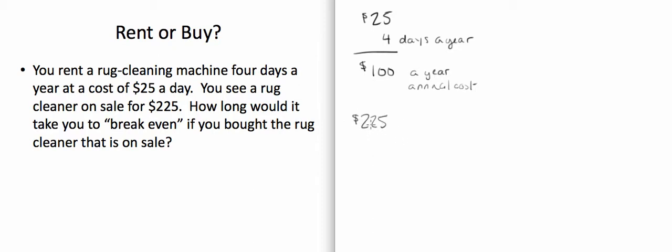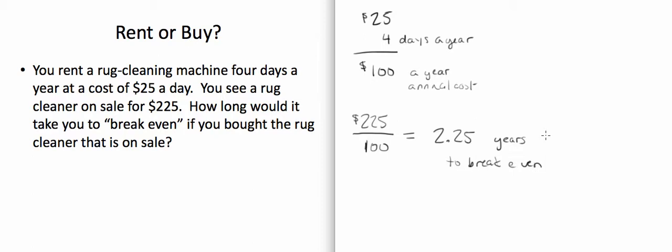To determine how long it's going to take for us to get to this break-even point, we're going to take the purchase price and divide it by our annual cost. So we're going to divide it by 100. And when we do that, we get an answer of 2.25. Essentially what that means is that it's 2.25 years to break even.